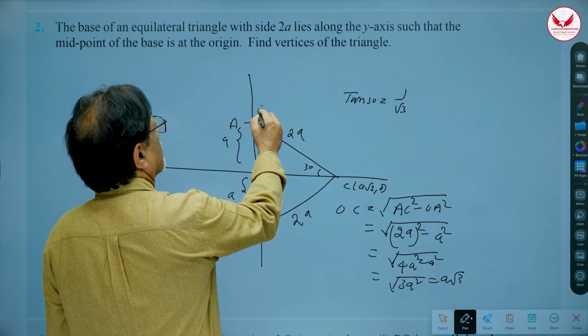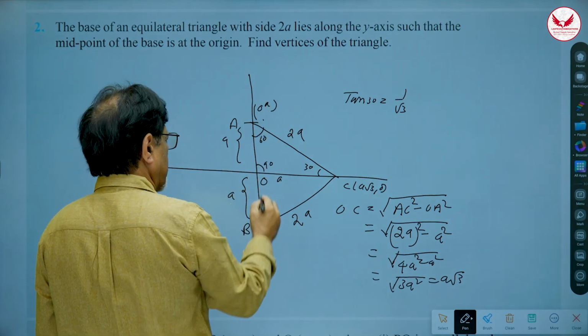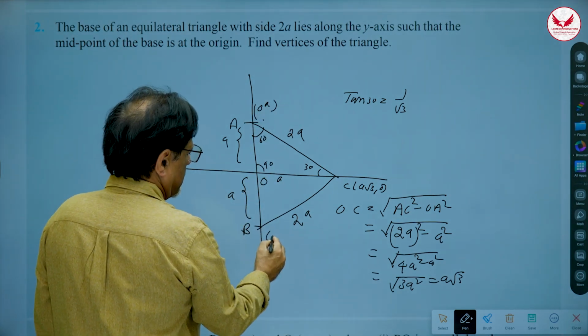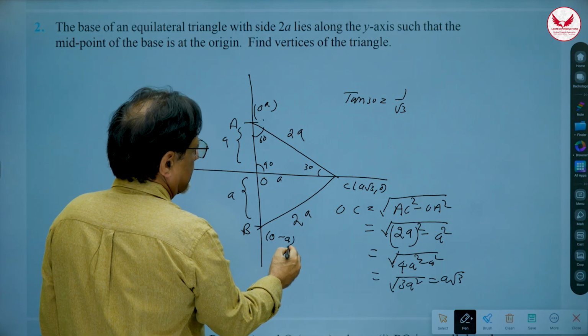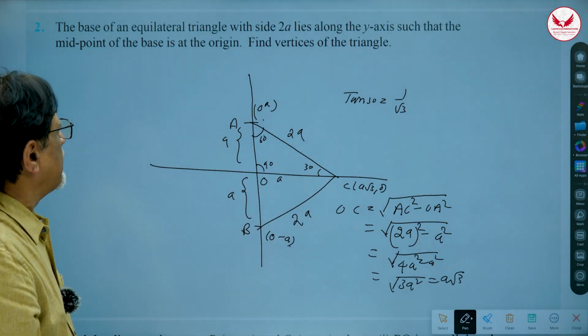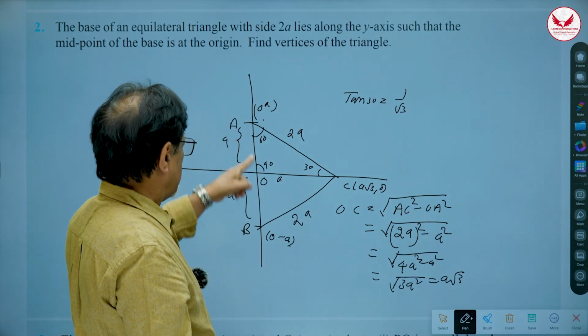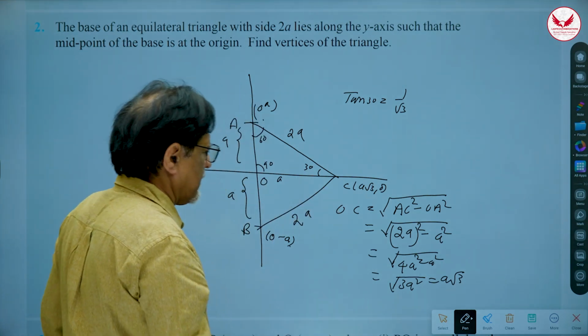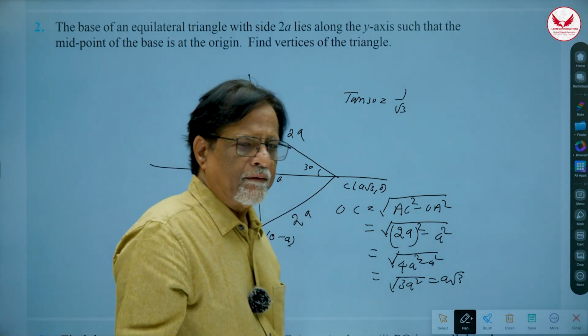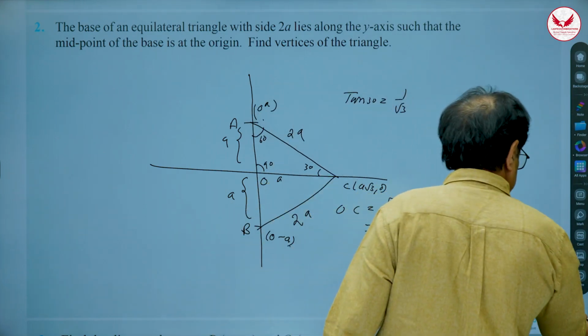A will have coordinates (0, a) and B will have coordinates (0, -a). These are the coordinates of the equilateral triangle. Okay? So this is A, this is A, this is B, this is C. That is the answer. Okay? Fine. Let's go to the next problem.